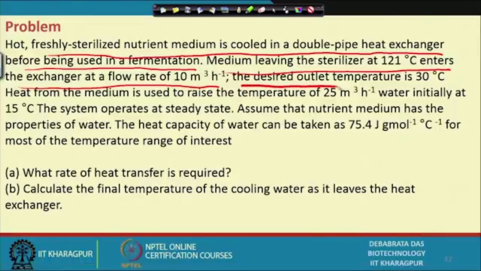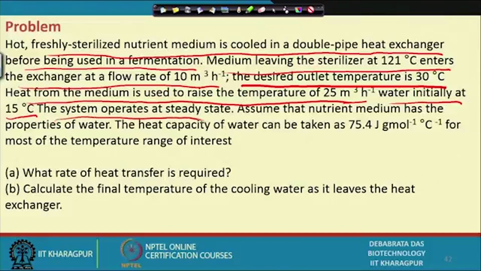The desired outlet temperature is 30 degree centigrade, and heat from the media is removed by 25 cubic meter per hour of water initially at a lower temperature. So, this chilled liquid is used to cool down the temperature to 30 degree centigrade. The system operates at steady state. Assume that the nutrient media has the properties of water.